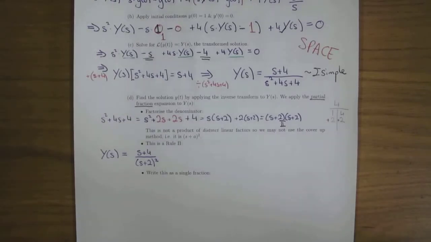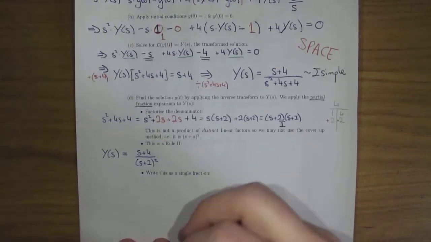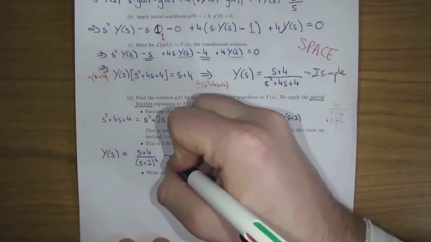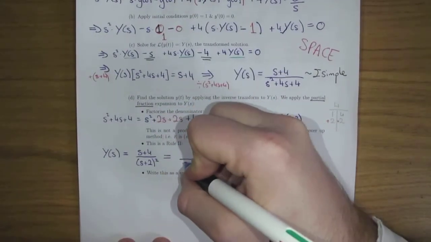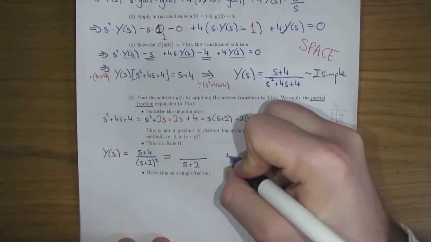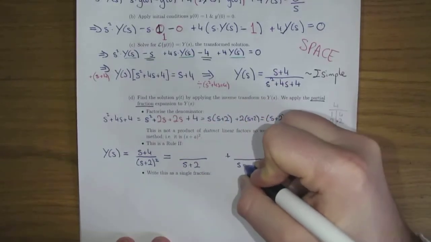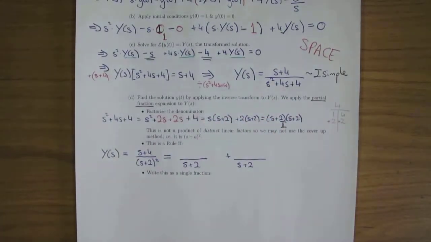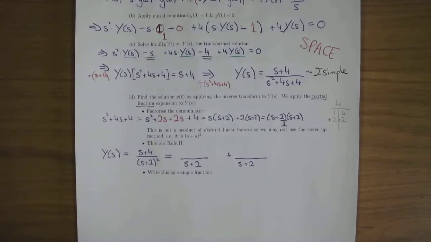Okay, so rule 1 says that you'd have a constant over s plus 2 plus a constant over s plus 2, but because it's a rule 2, this basically is not going to work. So rule 2 says you need to change the second one by squaring this.